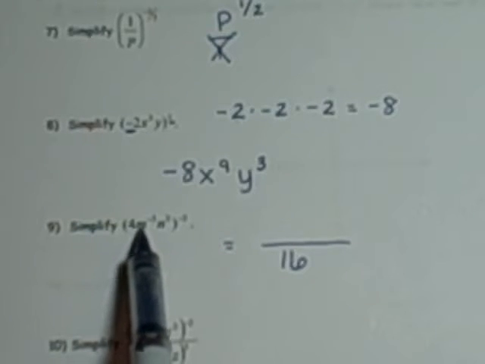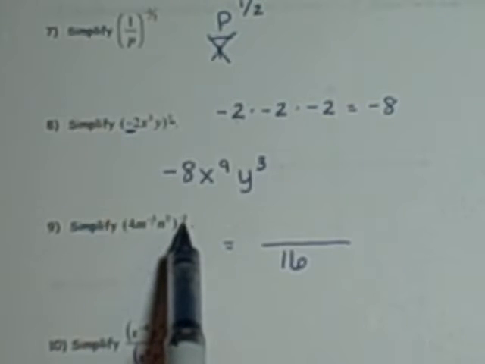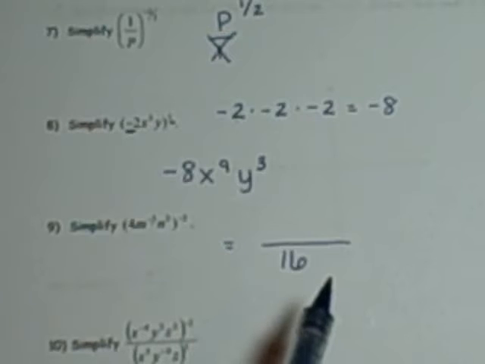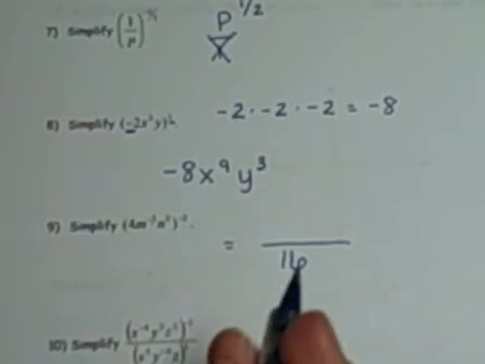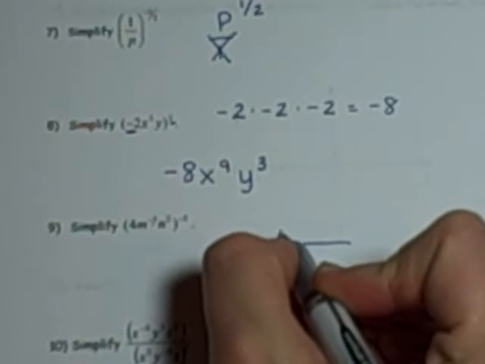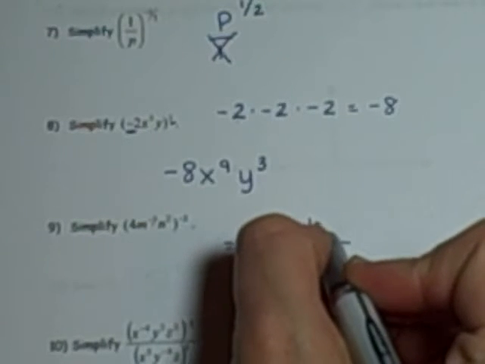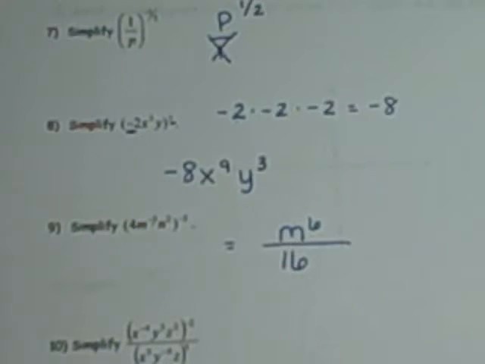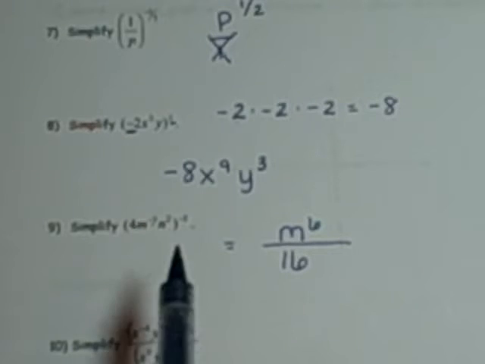Now here I have m to the negative 3rd, and then that to the power of negative 2. So I'm going to multiply those together. And when I multiply negative 3 times negative 2, it gives me a positive 6. So since it's positive, that means the m is going to end up on top of the fraction. And I'll have m to the power of positive 6 up on top.